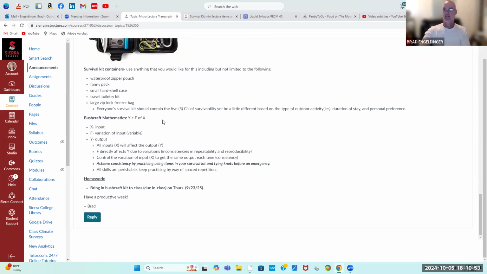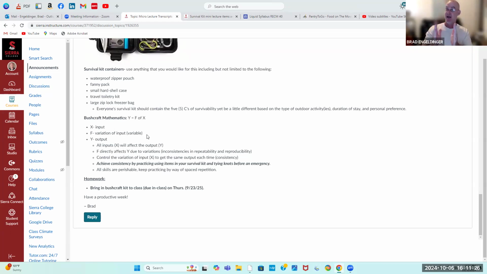Practice makes perfect. So we talked about bushcraft mathematics, the algebraic expression of y equals f of x. X is your input, f is the variation of your input, which is the variable, and y is your output. So all inputs x will affect the output y. F directly affects y due to variations, inconsistencies, and repeatability and reproducibility. So for the f, if you don't practice your skills and you're rusty on starting fires or using your knife to process wood, that can affect your y, your output.